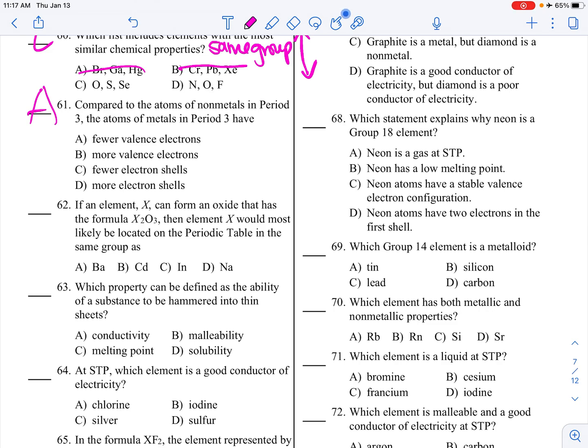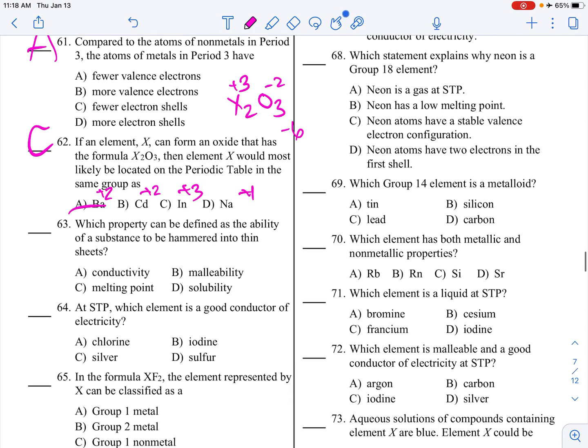If an element X can form an oxide, that would be X2O3, where would it live? In the same group. So let's first figure it out. If you're X2O3, oxygen's a -2 charge, so that gives me -6, so I need a +6. So X has to be a +3. So barium has a +2. So if it's in the same group, it would have the same charge, so it's not me. Cadmium, where are you? Okay, that's a +2. No. Indium, +3. Sodium, +1. Yeah, so it's indium.